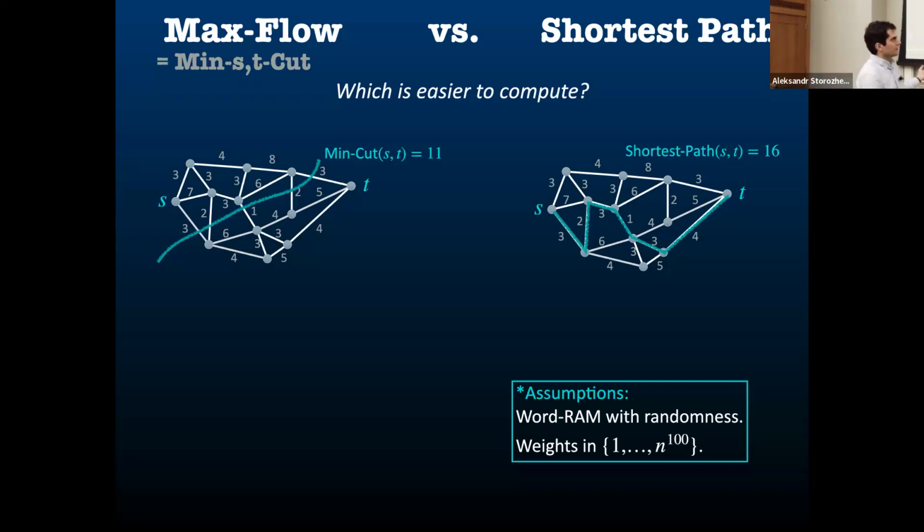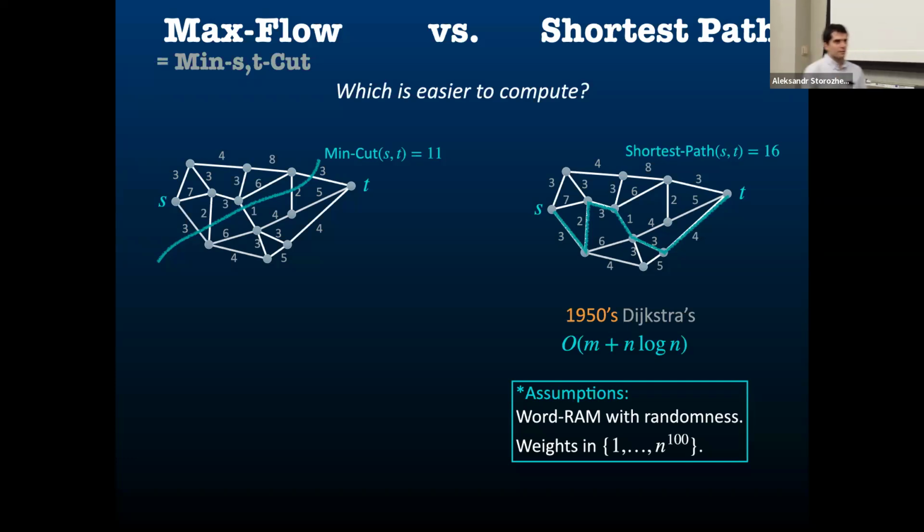Good. So these are the two problems. You've probably seen them a long time ago, and maybe you like one more than the other. Maybe you have an opinion of which one is easier or harder. So let's talk about that. How do you compute these things algorithmically?